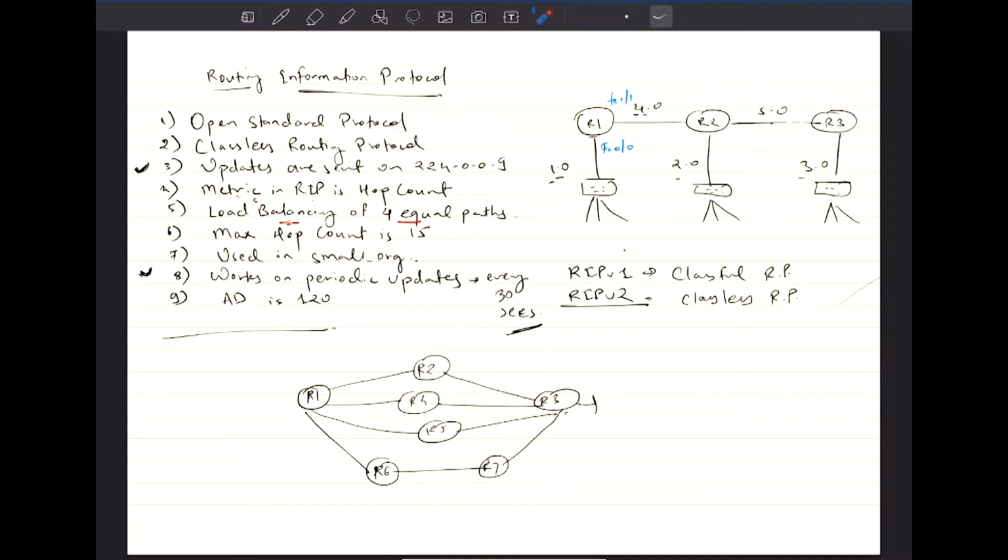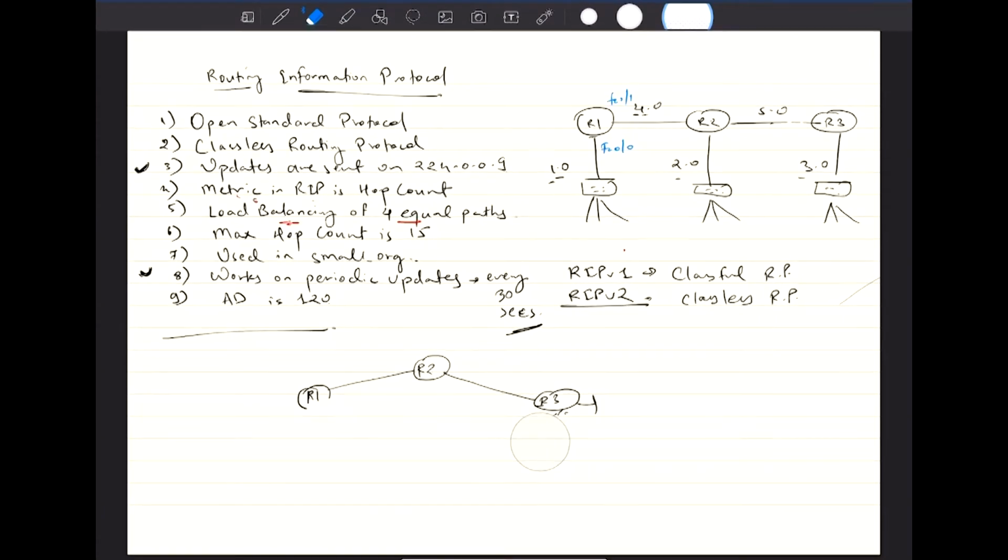After that it says that the maximum hop count is 15, which means that your router cannot cross the boundary of reaching the 16th router. So it's like R1 to R2 to R3 to R4, connecting in sequence. It can go till R15 in sequence, and then it can also go to R16. So that's how far it can go.